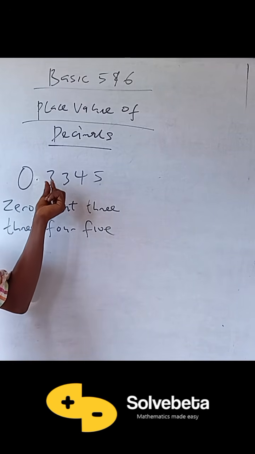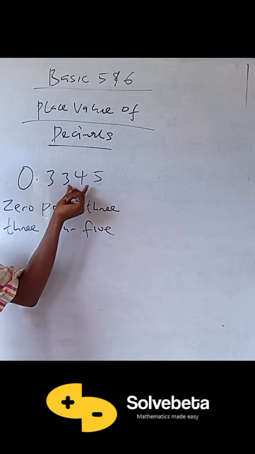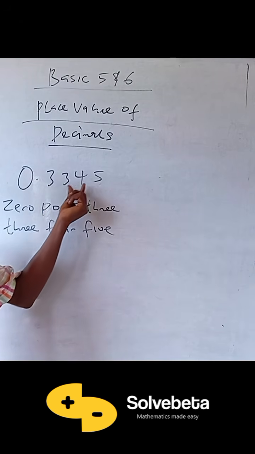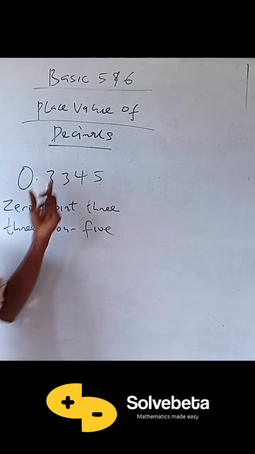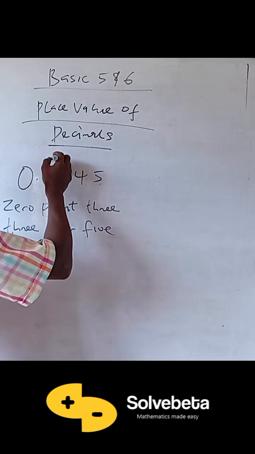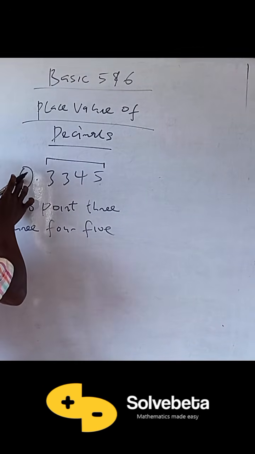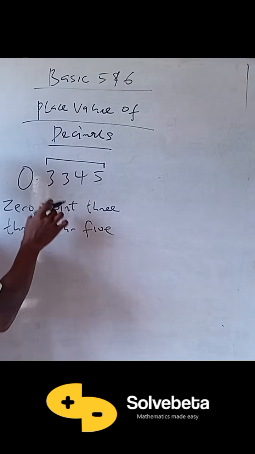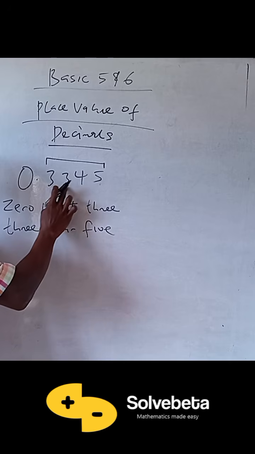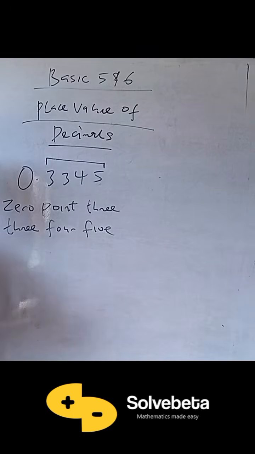Don't do this. Don't say 0.3030 or 0.3345. No, don't do that. Why? Because the numbers after the decimal point, we call them differently from whole numbers because they are not whole numbers. They are divided by some numbers. This is divided by 10, divided by 100, divided by 1000, divided by 10,000. Please take note of that. That's what you're going to learn today.